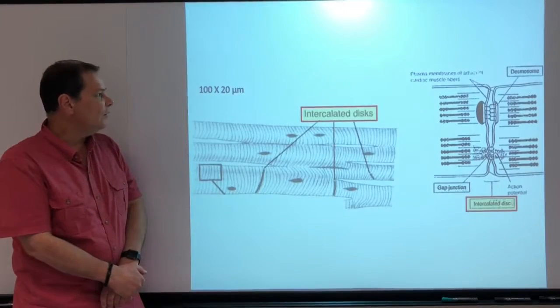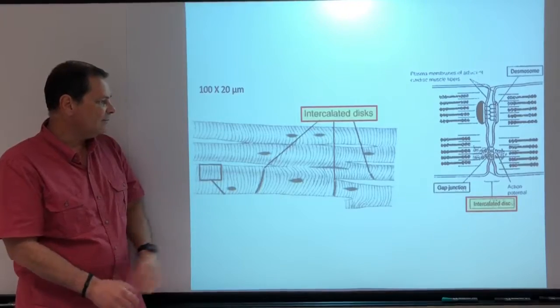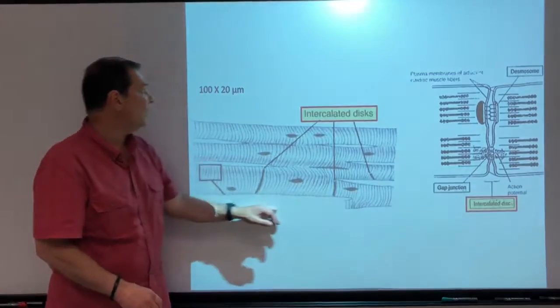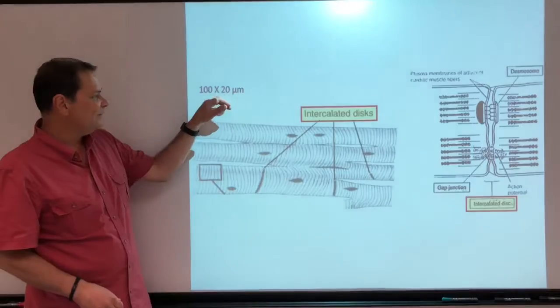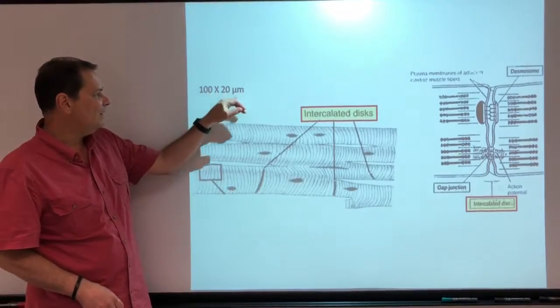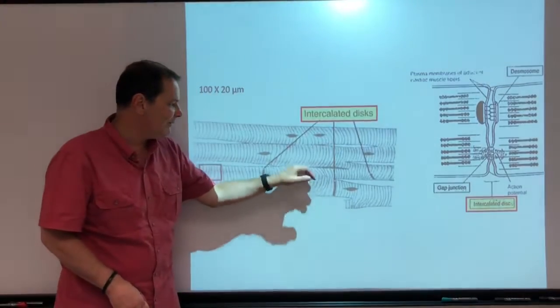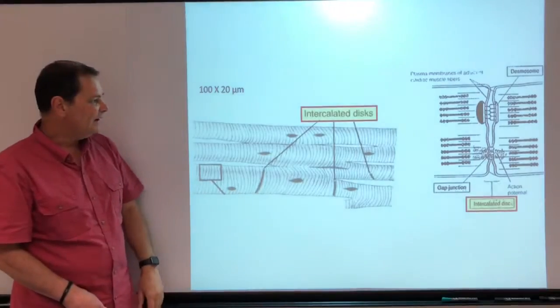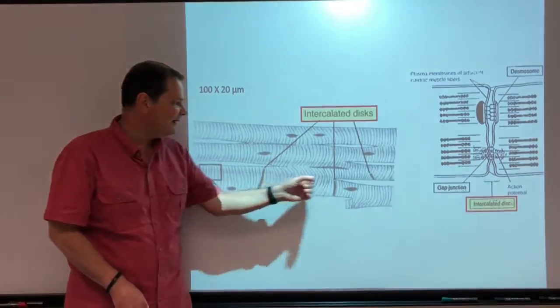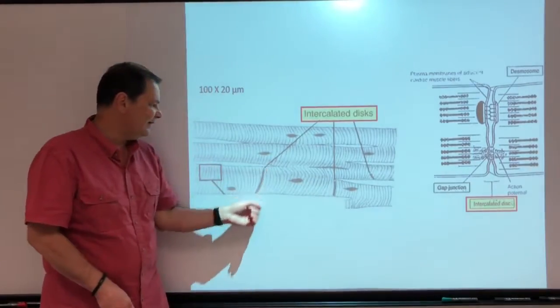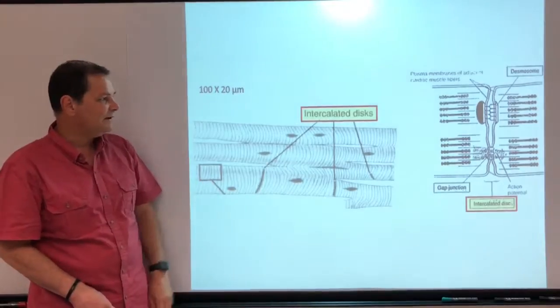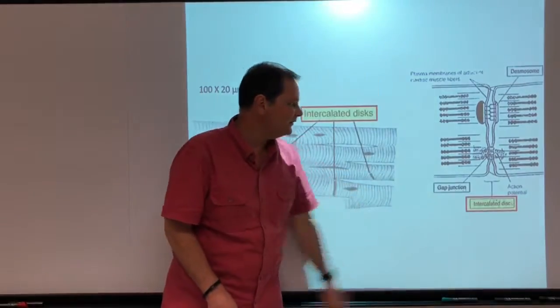Okay. So these are cardiac muscle cells. This would be a typical one. A typical cardiac cell would be about 100 microns long by about 20 microns in width. And these cells are connected together with intercalated discs connecting them in between. And this is an intercalated disc that you see here.